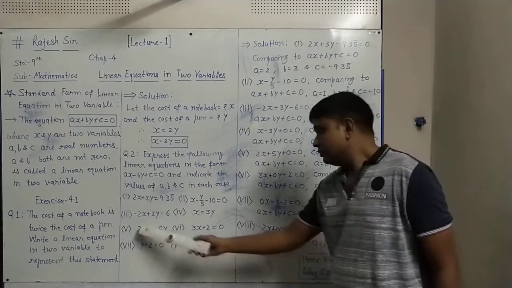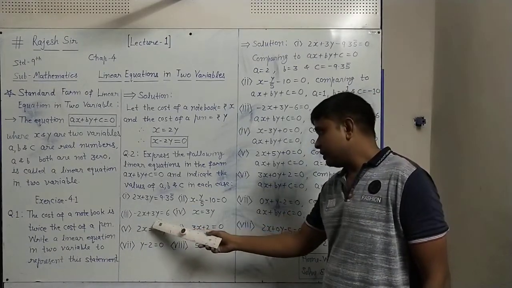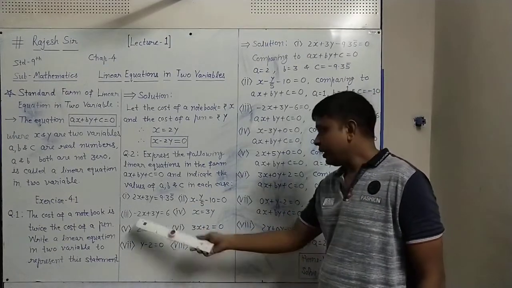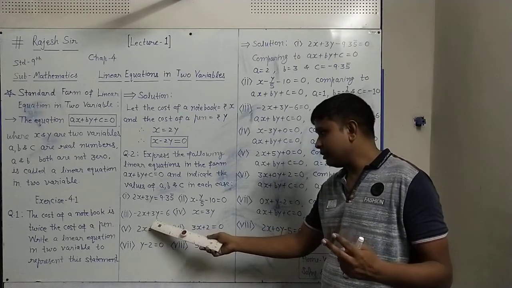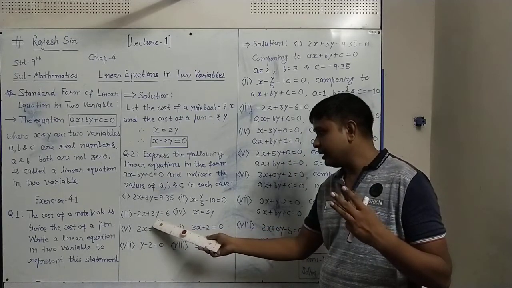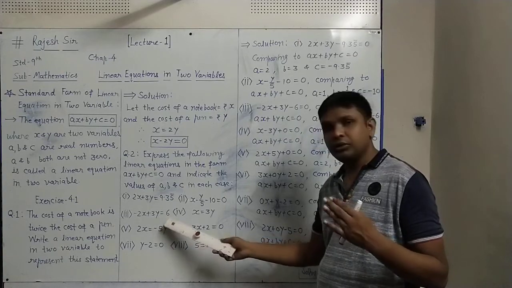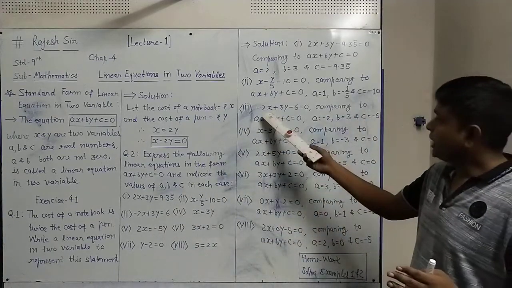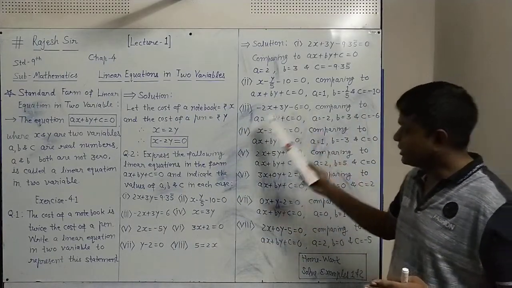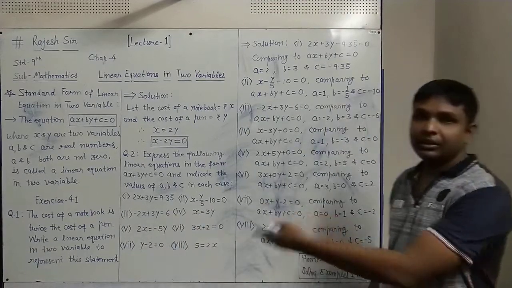Third one, minus 2x plus 3y equal to 6 is given. The x term is given, the y term second, and the third term, the constant, we have to take on the left, so it will be minus 6 equal to 0. So this is minus 2x plus 3y minus 6 equal to 0. This is taken on the left.